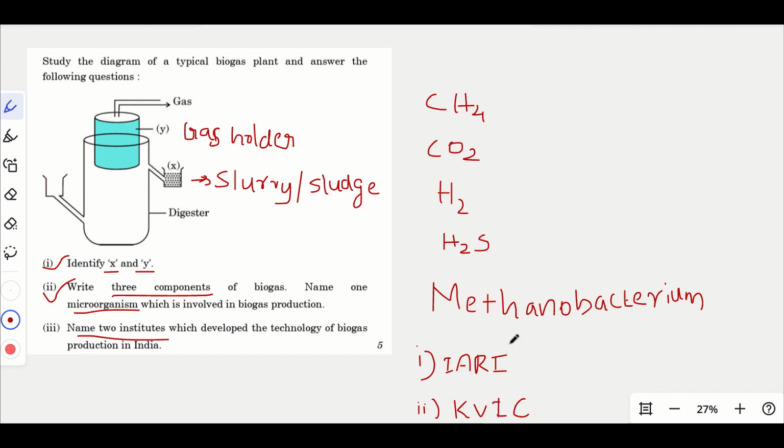Okay. So you can answer with these two institutes. So that is the answer for all these questions. So you can easily score 5. Okay.